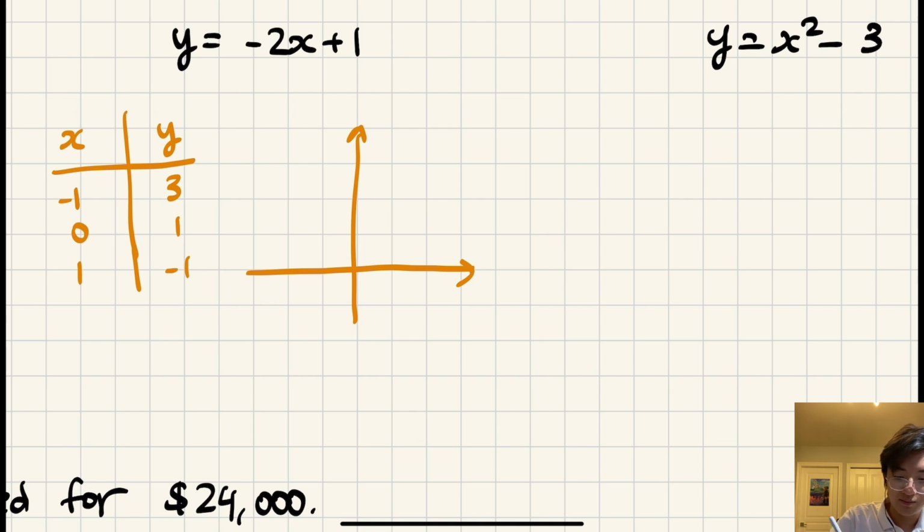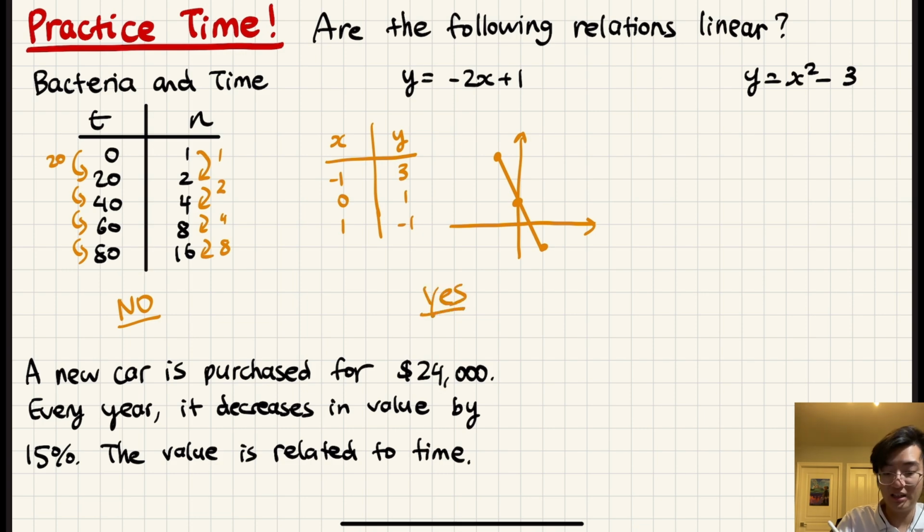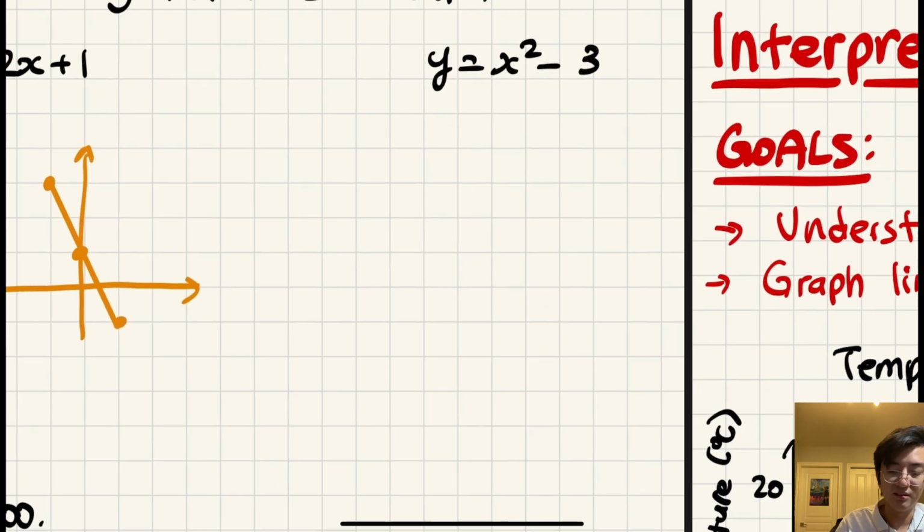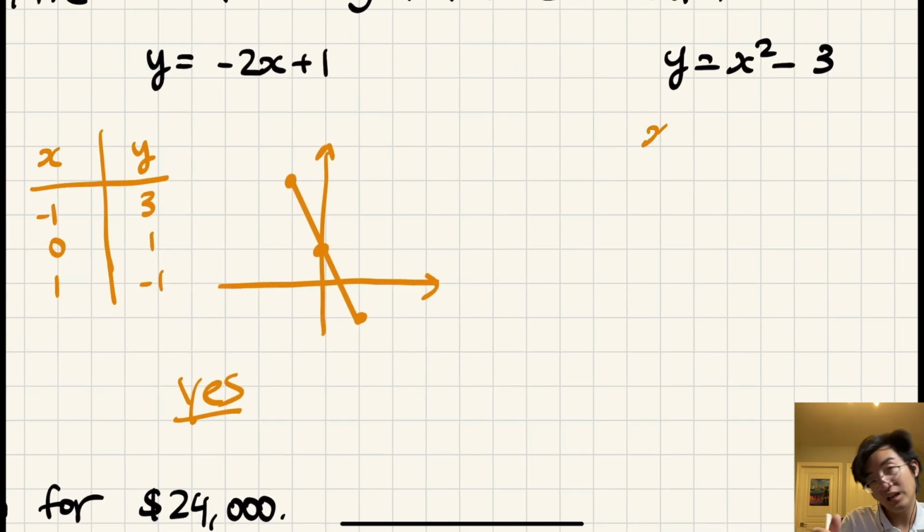Right? We have 0 and 1, so that's right here. -1 and 3, that's right there. 1 and -1, that's right there. Right? We get something like this. And as you can see, that's a straight line. So yes, that is a linear function or linear relation. Okay, how about this one?